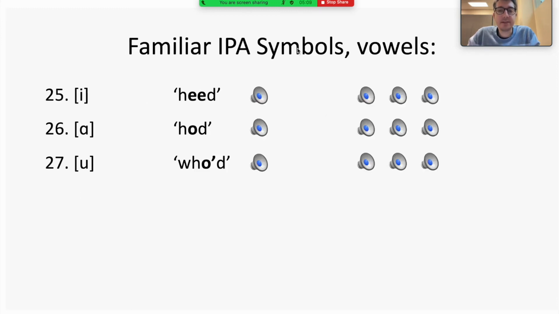Now, we have some IPA symbols that are familiar to us, and we use them for vowels. This is a vowel E, not I anymore, but E, as in heed. Heed. Then hod. Hod. And hood. Hood.